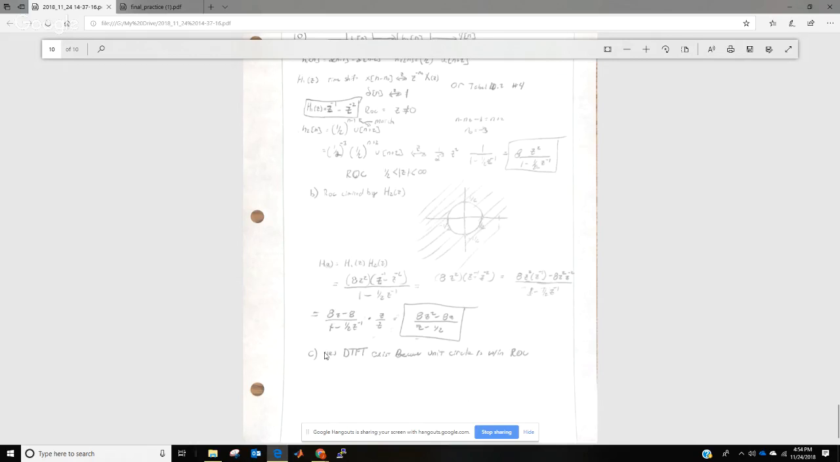The next part C asks us: does a discrete time Fourier transform exist for this total impulse response? And the answer is yes. Much like in Laplace transforms, where the jw axis, the imaginary axis, has to be included, for Z transforms that's the unit circle, the circle of radius 1. And because the circle of radius 1 is within our region of convergence, we can do a discrete time Fourier transform.